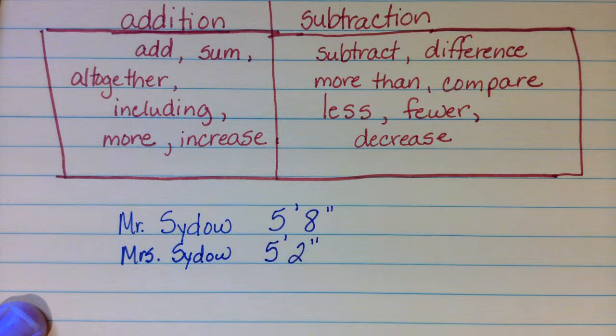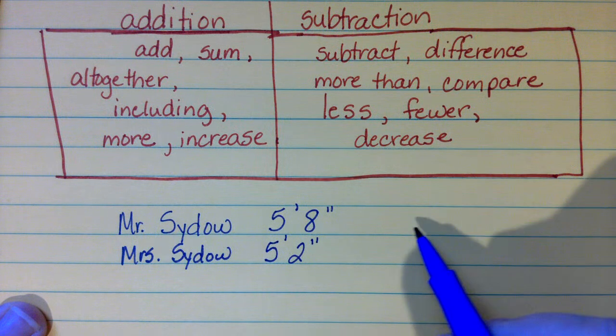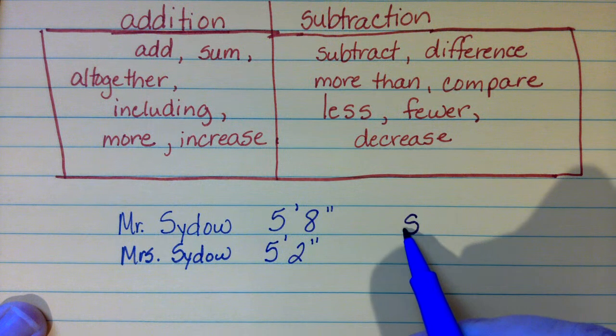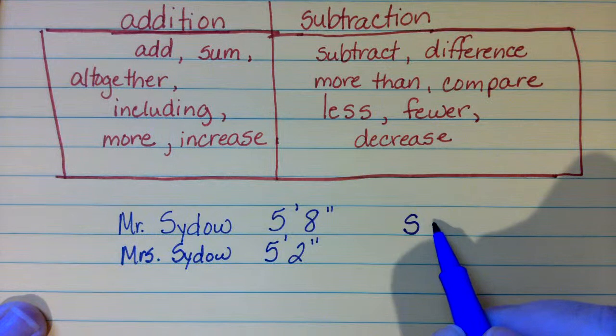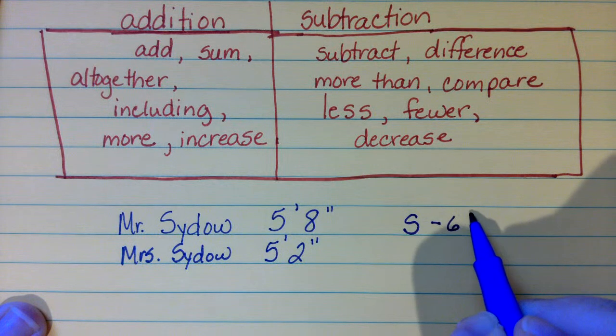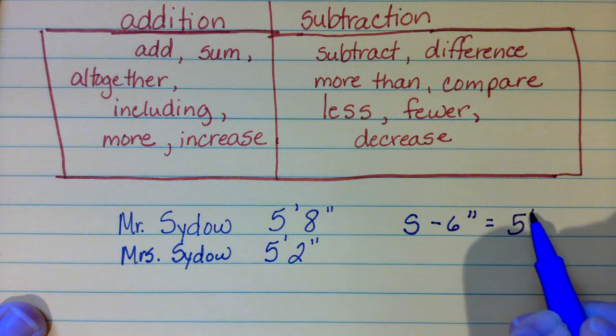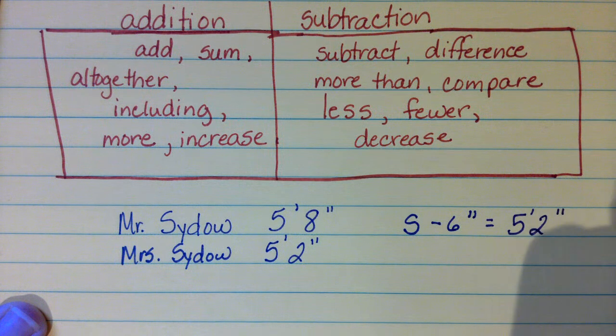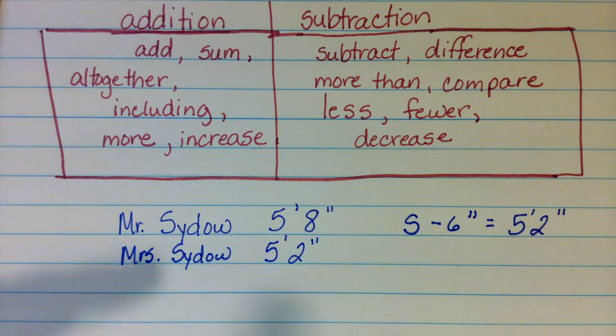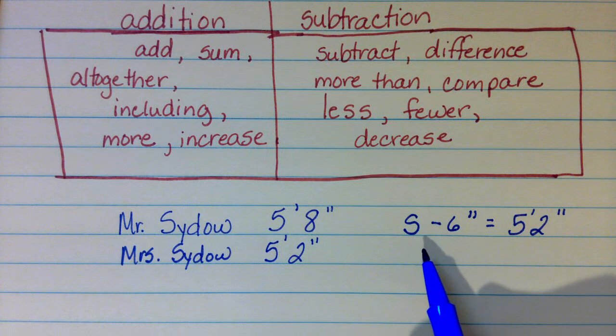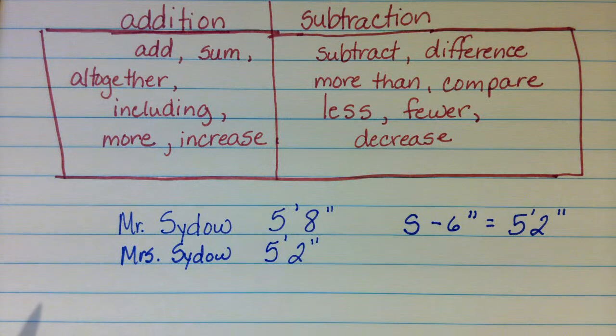So let's pretend for a second that we didn't know Mr. Cito's height. We're going to say S for Mr. Cito minus 6 inches equals 5 foot 2 inches. This is an equation where we've used words and explained a situation, and then we've turned around and used numbers and a variable to represent what is being asked.